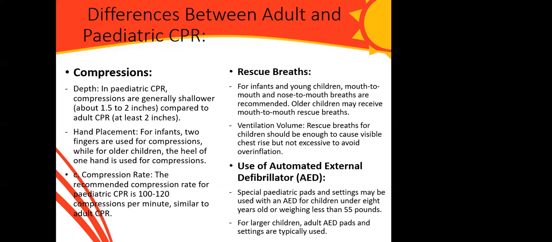For the placement of the hands for chest compression, 2 fingers are used in infants. In older children, you can use the heel of one hand, as against adults, where you can use 2 hands. The rate of compression is similar, about 100 to 120 compressions per minute. For infants and young children, mouth-to-mouth-and-nose rescue breaths are recommended, and for older children, mouth-to-mouth rescue breaths are preferred.